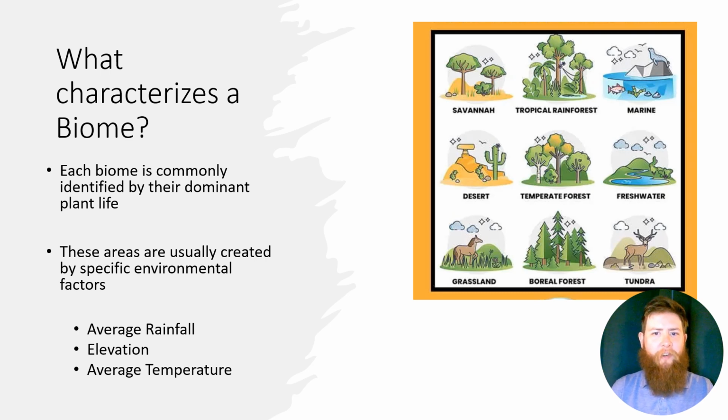So what characterizes a biome? Biomes are commonly identified by their dominant plant life. Whatever plant life is most commonly seen in the area is usually what we're going to look at first. But what creates biomes are abiotic factors, and these are things like average rainfall, elevation, and average temperature. Latitude also plays a really big role in here, so it could definitely be something that you add to that list.